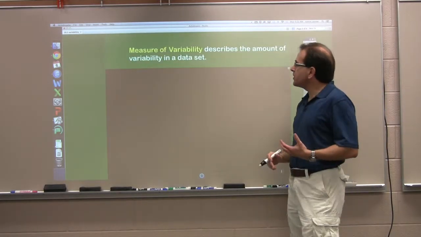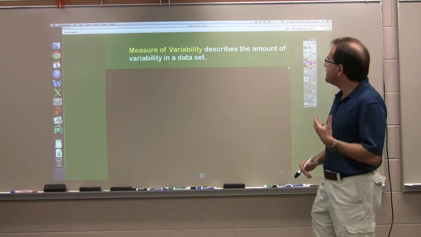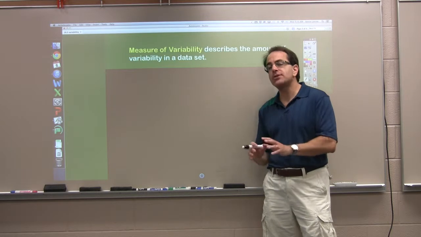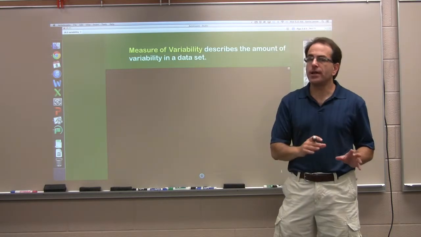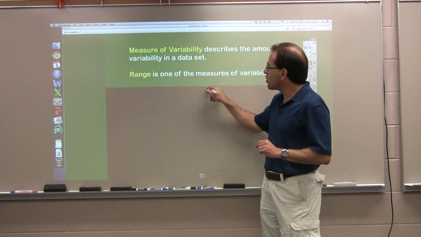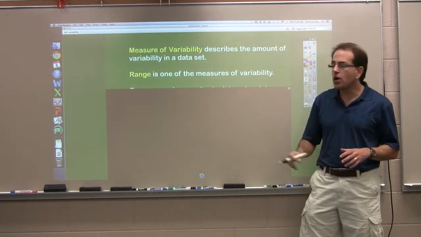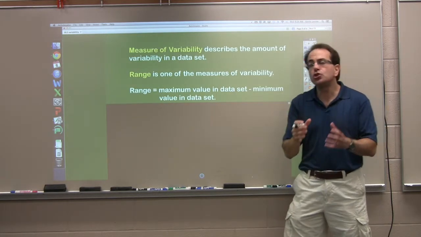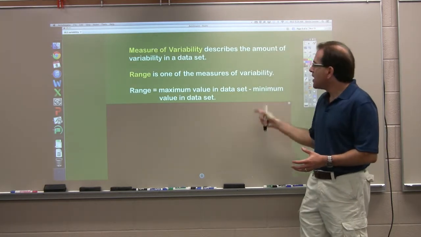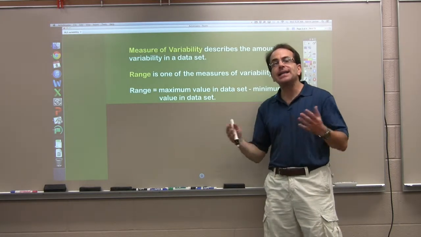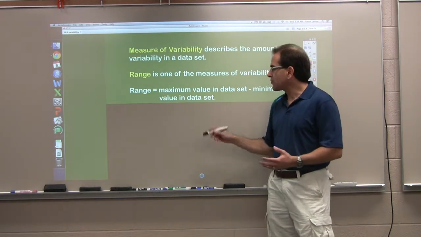So, the measure of variability describes the amount of variability in a data set. And there are a number of measures of variability. In 6th grade, we're talking about one, which is called the range. And you are probably familiar with the range. The way we calculate the range is we take the maximum, the largest value of the data set, and we subtract the minimum, the smallest value of the data set, and that gives us our measure of variability. That gives us range.